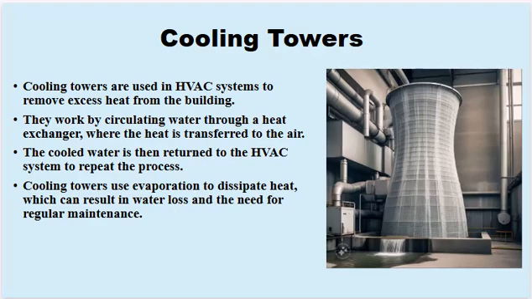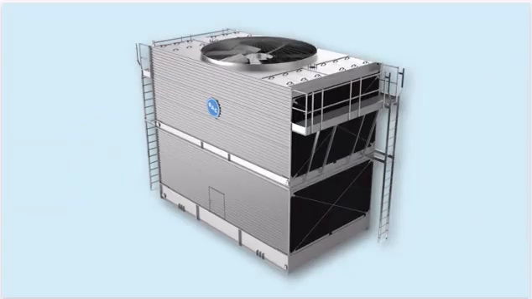Evaporation and maintenance. Cooling towers rely on evaporation to dissipate heat, which can lead to water loss. Regular maintenance is necessary to ensure their efficiency and prevent issues like scale buildup or contamination. This image shows a cooling tower. It's a heat rejection device that uses water to absorb heat from industrial processes or air conditioning systems.